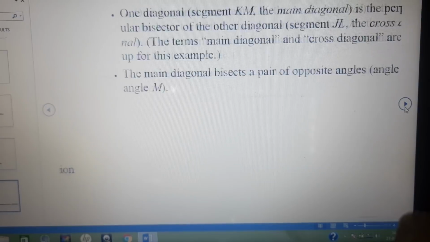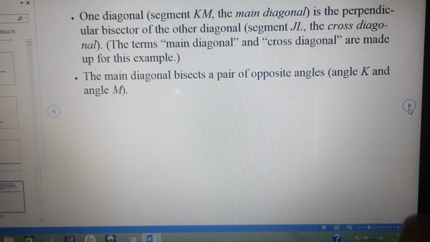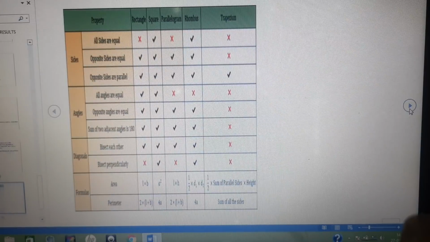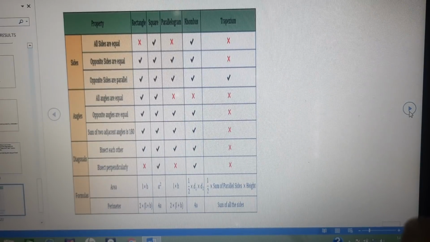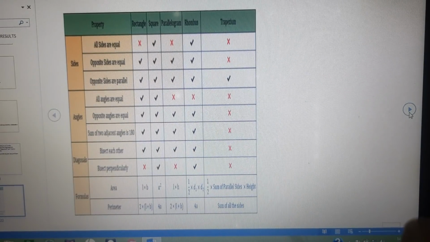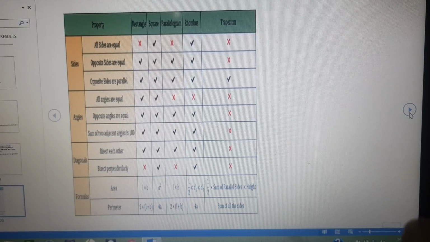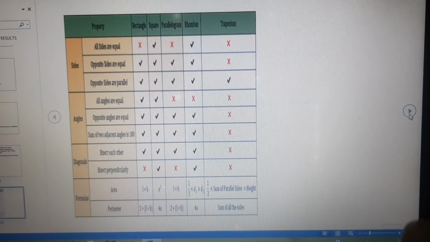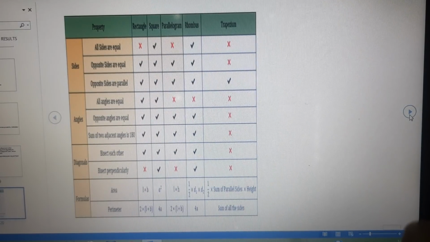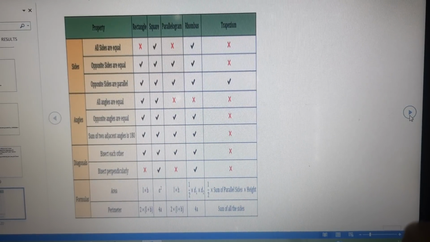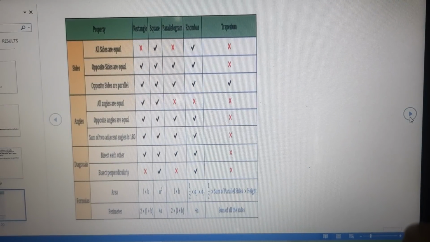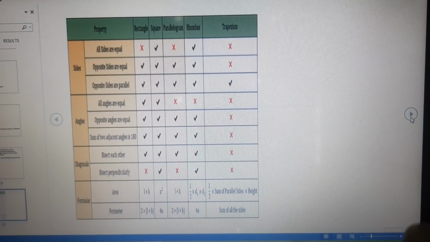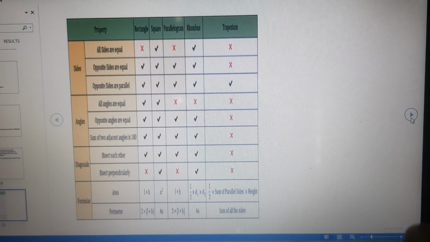Then moving on to the next one. This is the chart I have given. You can go through it. It has the sides and angles and diagonals and formulas for all quadrilaterals which I have discussed, like rectangle, square, parallelogram, sides are equal or not, opposite sides are equal or not, diagonals bisect each other or not, okay, just go through it. This is the summary actually.